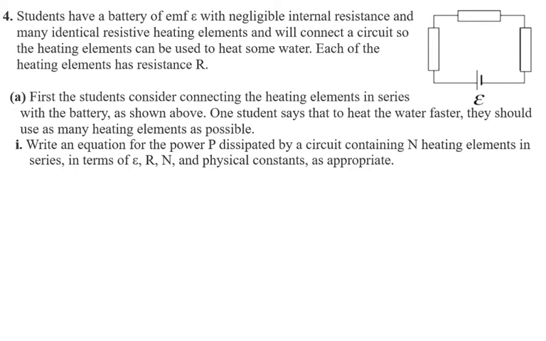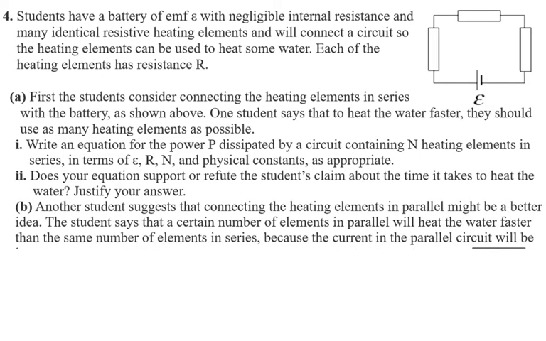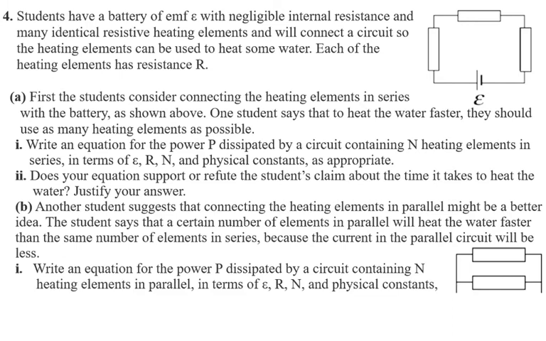First, the students consider connecting the heating elements in series with a battery, as shown on our right on the top. One student says that to heat the water faster, they should use as many heating elements as possible. Write an equation for the power P dissipated by a circuit containing n heating elements in series in terms of E, R, and N.